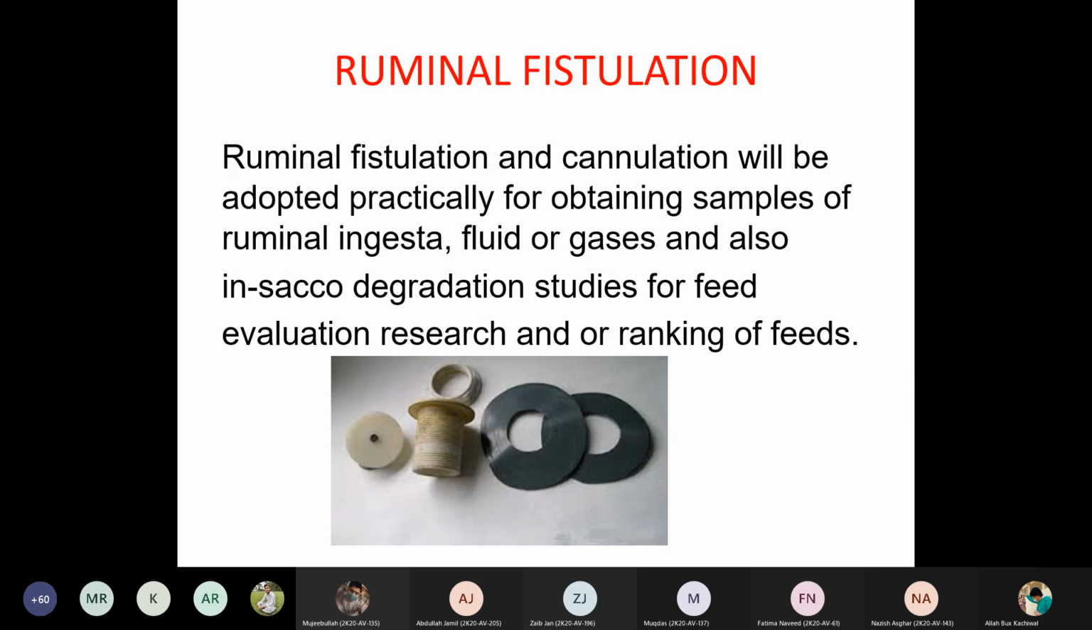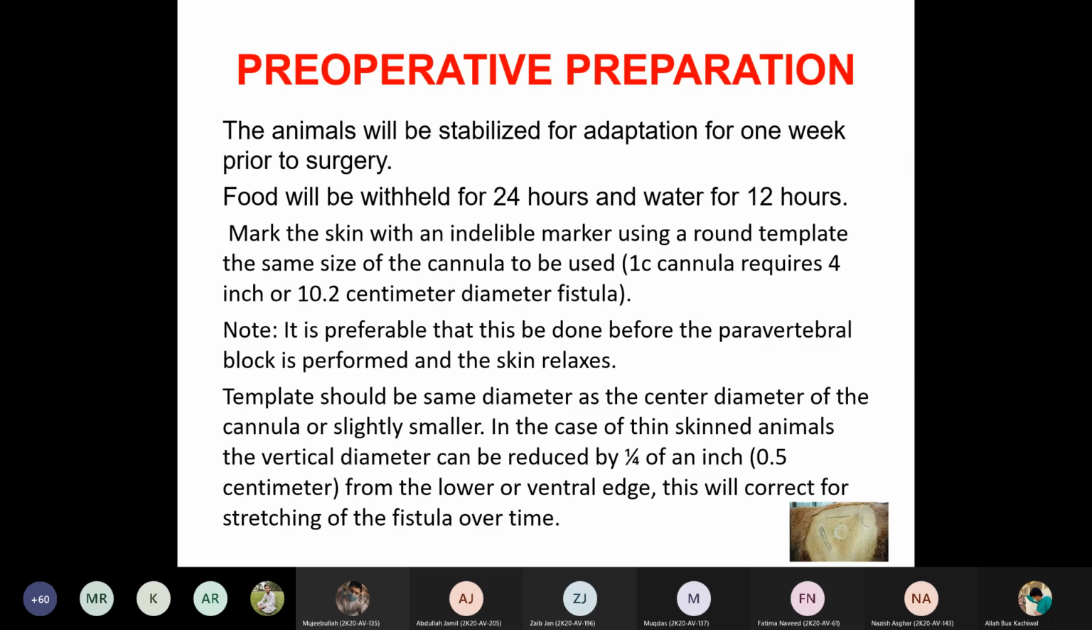Rumen fistulation and cannulation are adopted practically for obtaining samples of ruminal ingesta, fluid or gases, and also for in situ degradation studies for feed evaluation, research, and ranking of a feed. So this is the fistulation being performed to take samples of ingesta and then evaluate it for ranking the feed digestibility and to see how much time the feed takes for digestion in the rumen. The animals will be stabilized for adaptation for 1 week prior to surgery.